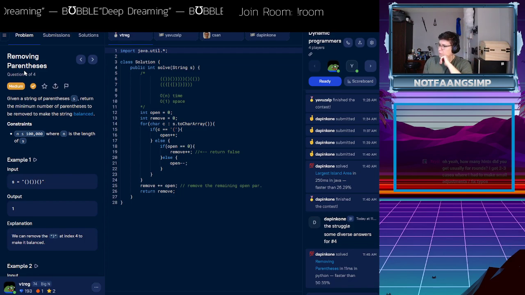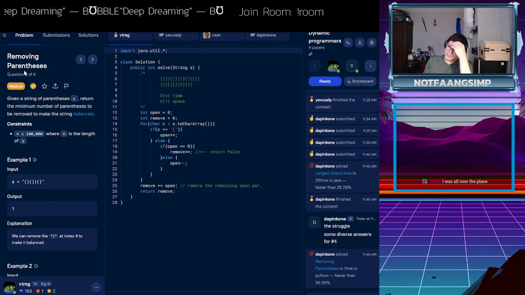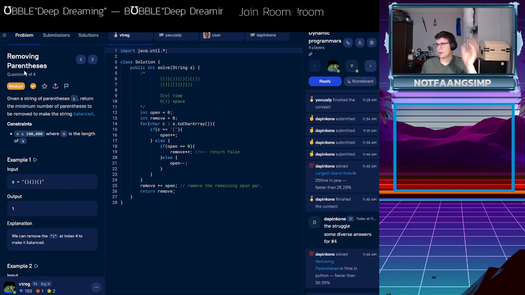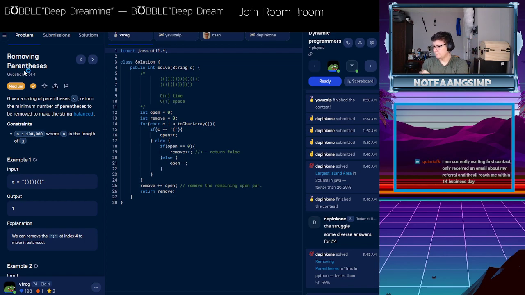How many hints did you get usually for rounds? I got 2 to 3 where I had to make small adjustments and fix typos. I was all over the place. Yeah, I've done that a fair bit. I'm assuming they use the same sort of document where it's just syntax highlighting, it doesn't complete your lines, doesn't fill in your brackets, doesn't highlight anything. It just colors things based on your syntax.